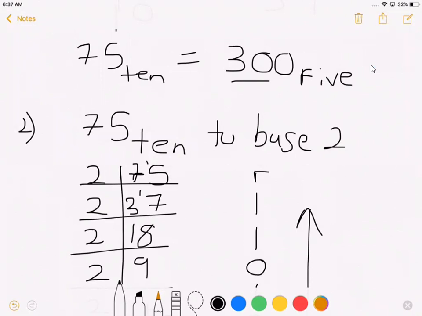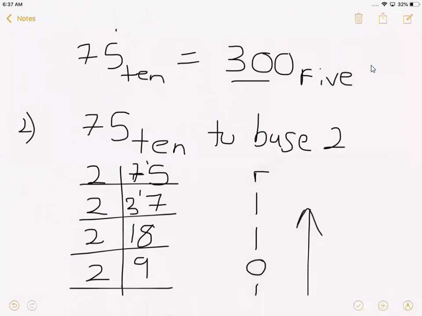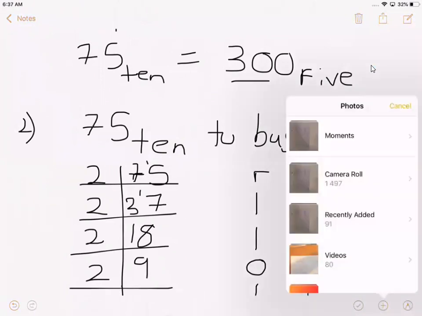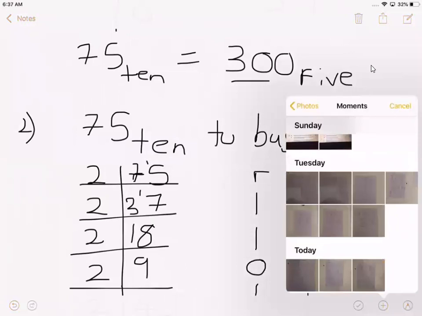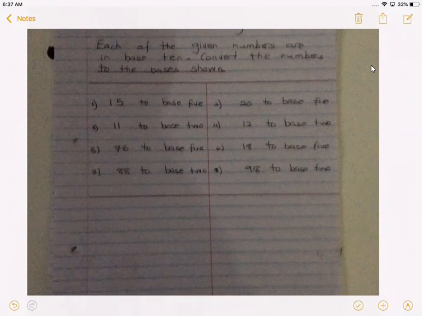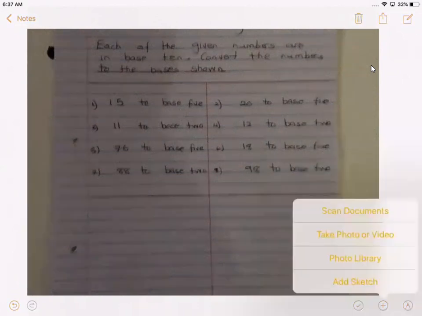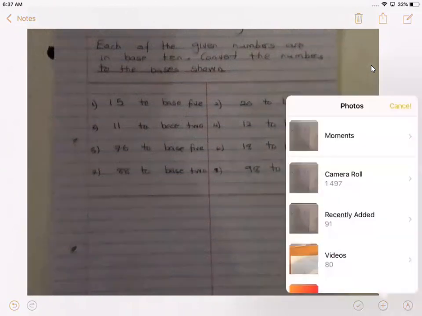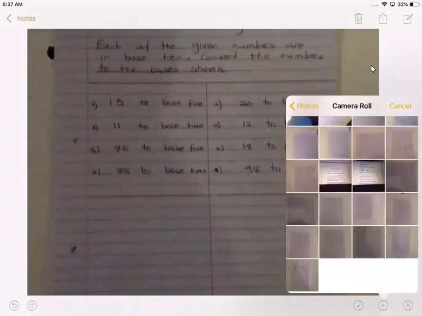Now, your classwork for today: you pause the video and do the exercise, converting from base 10 to other bases. Then after that, there are your answers.